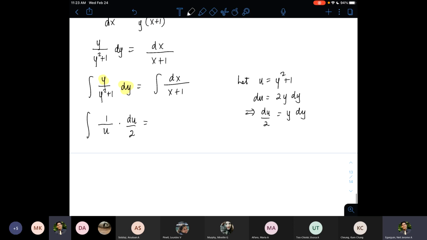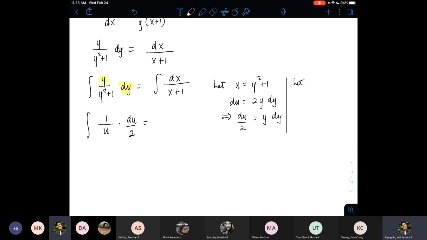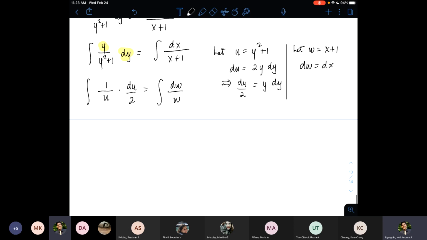And then on the right-hand side, I can let w be equal to x plus 1. So dw equals dx, and here I'll have dw over w. Then I'll carry out the integration. So I'll have 1/2 natural log of the absolute value of u equals natural log of w plus the arbitrary constant c, which again takes care also of the arbitrary constant from the left-hand side.